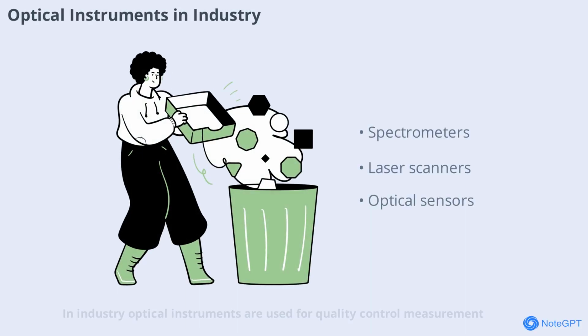In industry, optical instruments are used for quality control, measurement, and automation. Devices like spectrometers, laser scanners, and optical sensors help ensure precision and efficiency in manufacturing processes. The application of ray optics in industry drives innovation and productivity.